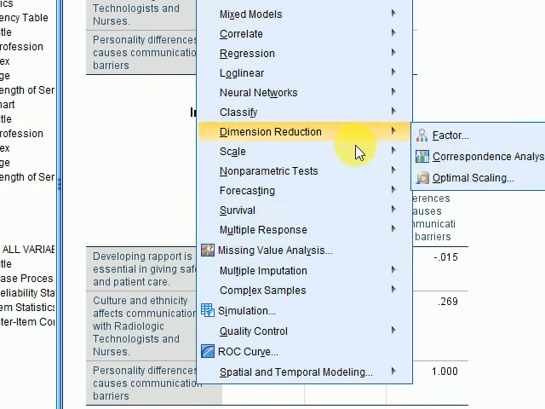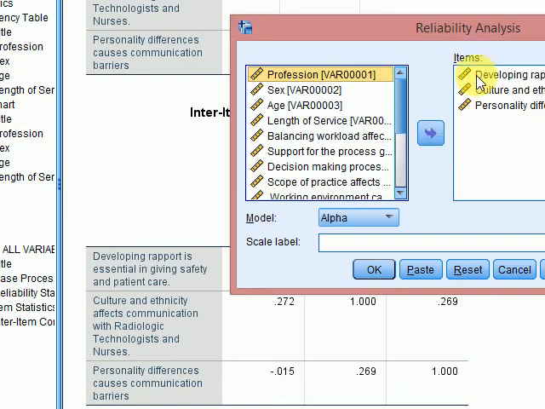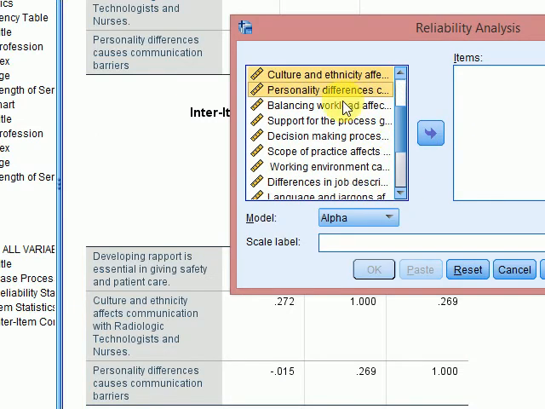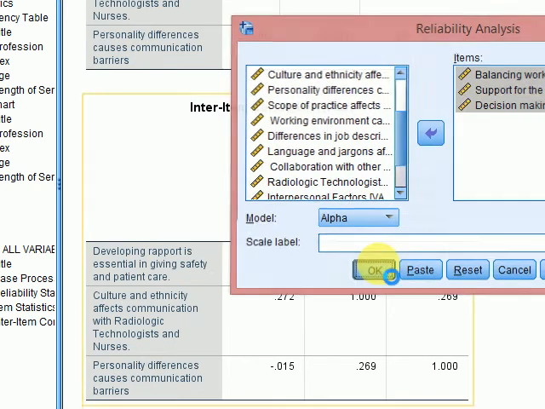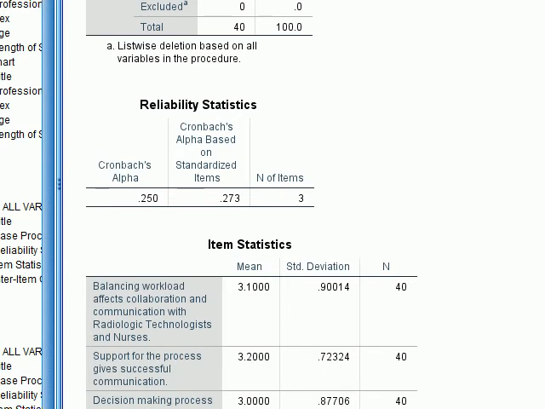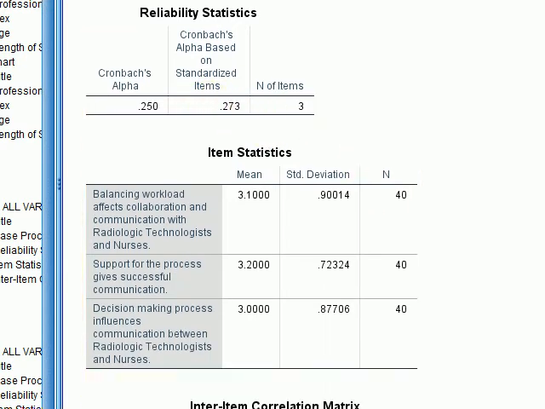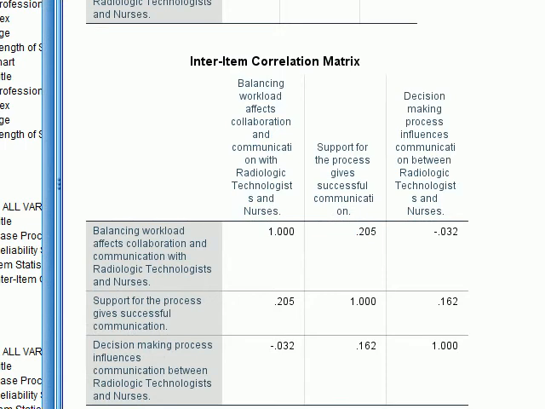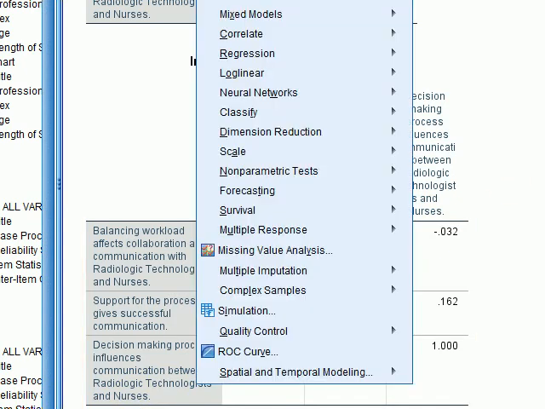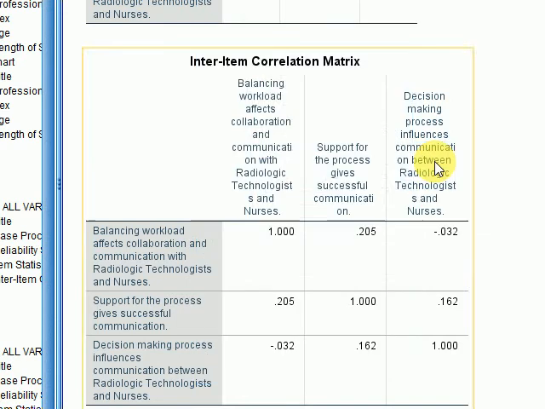So, continuing, we have the scale again, reliability analysis, and then balik natin yung tatlo, and go with the balancing, support, decision-making process, the next three. And then you will get this one. Yan. O yun, ang baba na naman. This is a very, very small reliability. Yan. So, I'm sorry for the noise. So, ito, decision-making process influences communication between blah, blah, blah. And balancing workload. So, yan, hindi siya negative yung relationship doon. Okay? So, scale again.